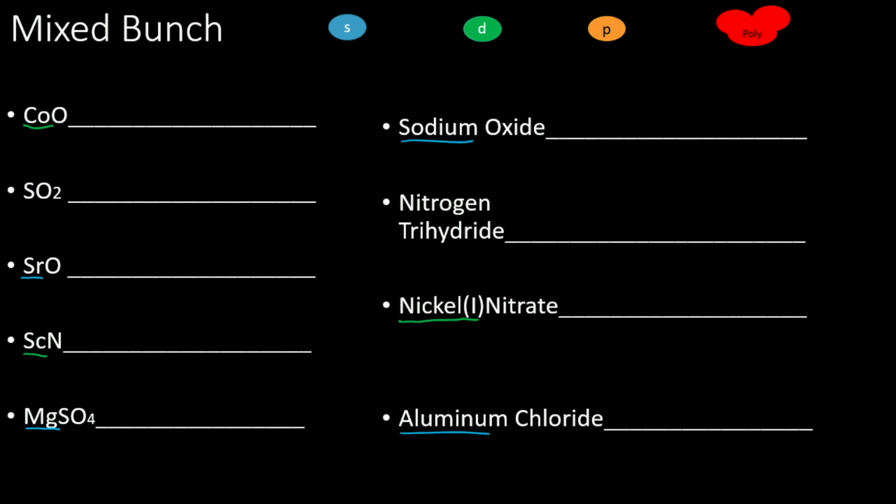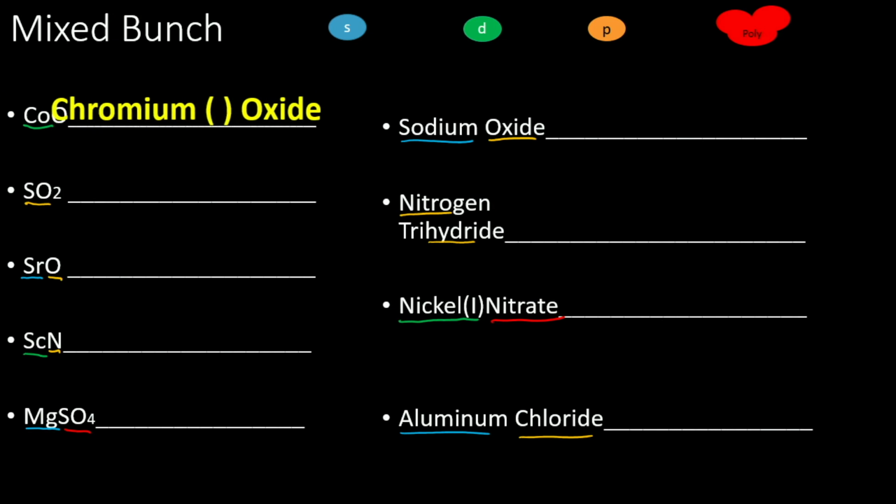Next will be our non-metals. Both sulfur and oxygen are from the P block. Next we have oxygen, followed by nitrogen. Oxygen is a P. Both nitrogen and hydrogen are non-metals. And then chloride is coming from chlorine. So that means what's left are our polyatomic ions. SO4 is a polyatomic ion and nitrate is a polyatomic ion. So let's go ahead and name these.